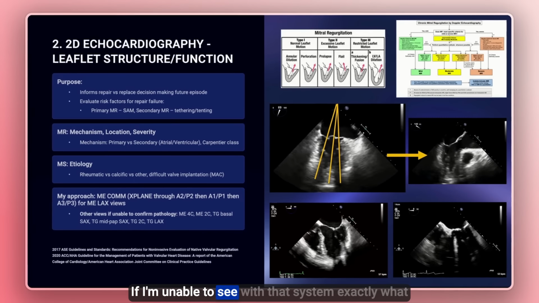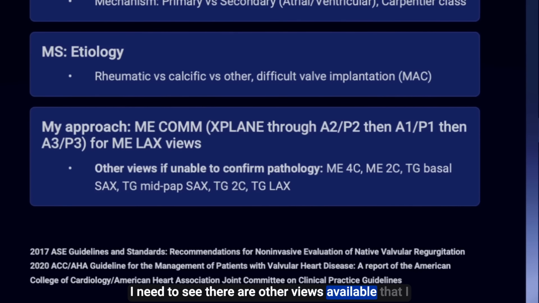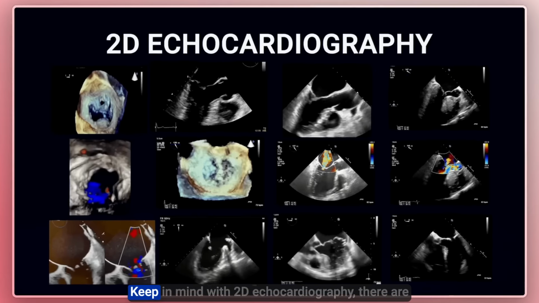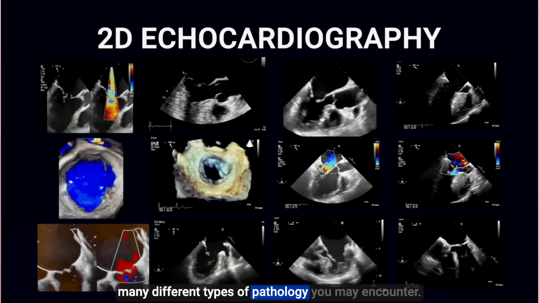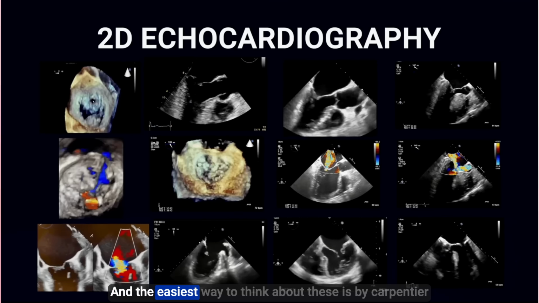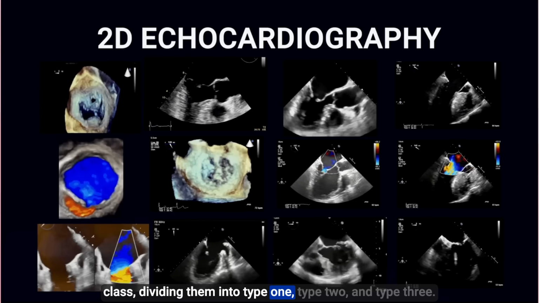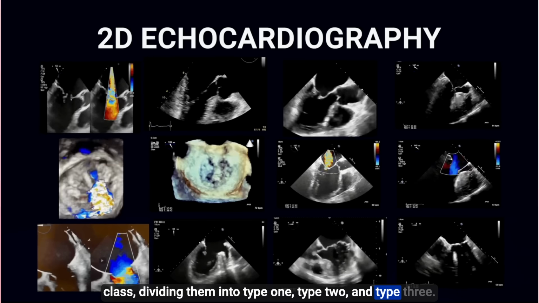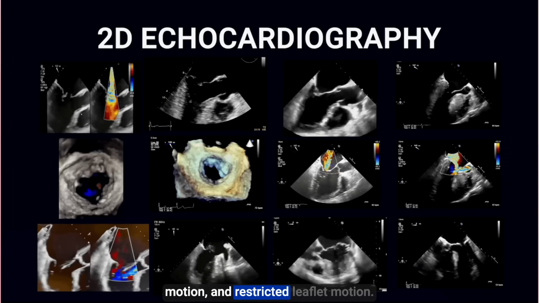If I'm unable to see with that system exactly what I need to see, there are other views available that I would go to further evaluate the mitral valve as well. Keep in mind, with 2D echocardiography, there are many different types of pathology you may encounter, and the easiest way to think about these is by Carpentier class, dividing them into type 1, type 2, and type 3. Normal leaflet motion, excessive leaflet motion, and restricted leaflet motion.